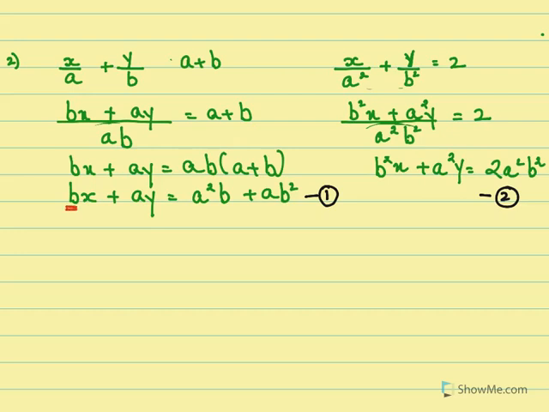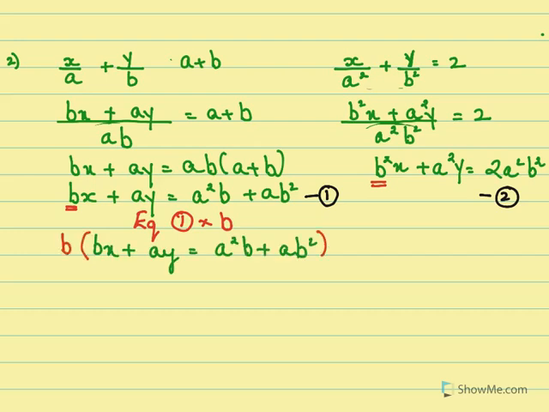Here my x coefficient in one equation is b, and in the other it is b square. So you'll definitely agree I need to make both the coefficients b square. So equation 1 has to be multiplied by b. I'm now going to multiply it by b, so we have b square x plus a b y equal to a square b square plus a b cube. I'll put this as equation 3.